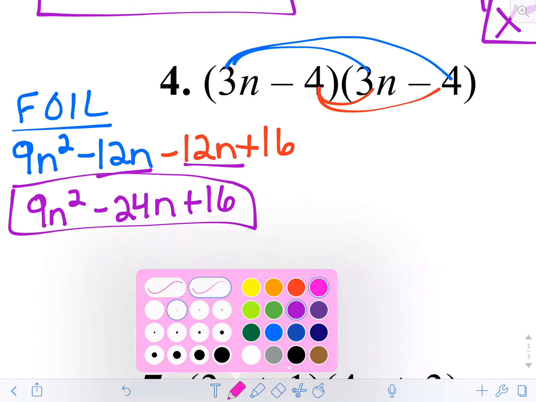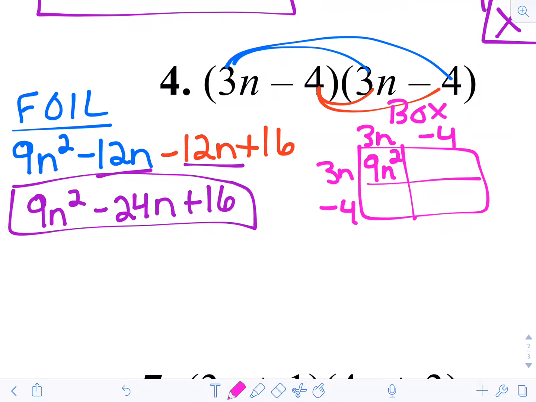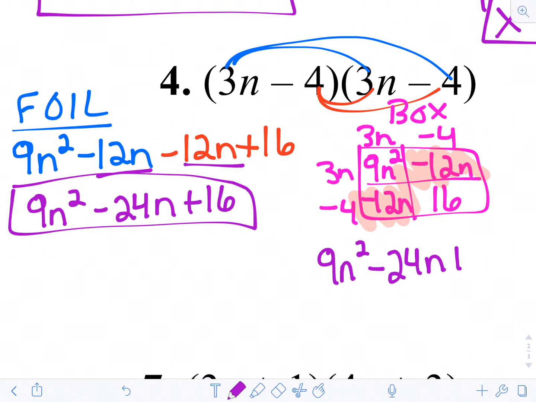Okay, and then the other method is your box method. So box method, you have 3n minus 4, 3n minus 4. Again, 3 times 3 is 9, n times n is n squared. 3 times negative 4 is a negative 12, and you have an n. Negative 4 times 3 is negative 12, and you have an n. Negative 4 times negative 4 is a positive 16, and you can combine your n's that you have right here. So whenever you combine like terms, you have 9n squared, negative 24n, and a positive 16.